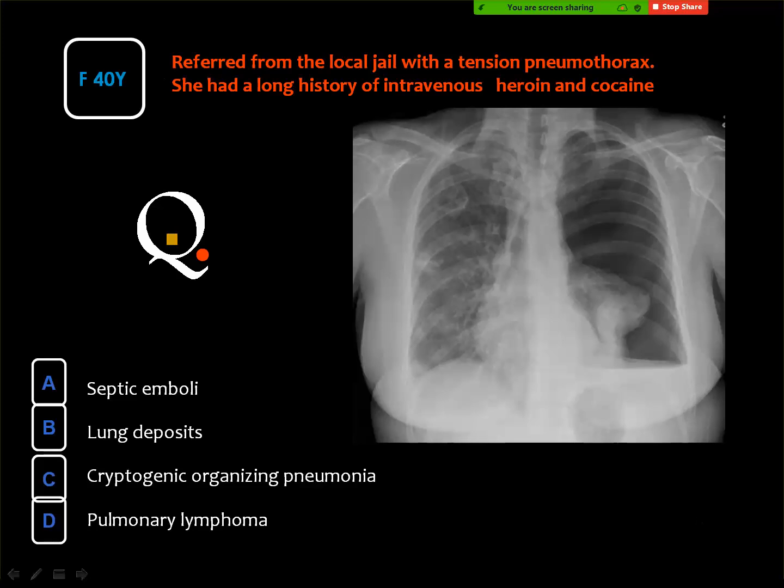Then we came to the next case, which is a female, 40 years old, referred from the local jail with tension pneumothorax. She had a long history of intravenous heroin and cocaine. Then what do you think? Septic emboli. Septic emboli. Yes. What is the cause of pneumothorax?